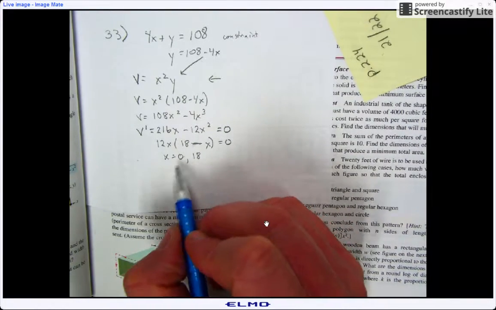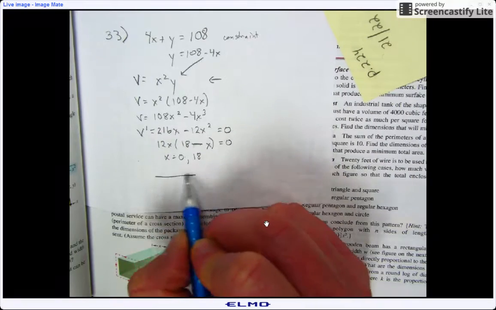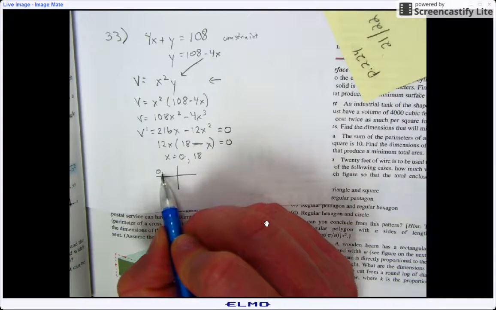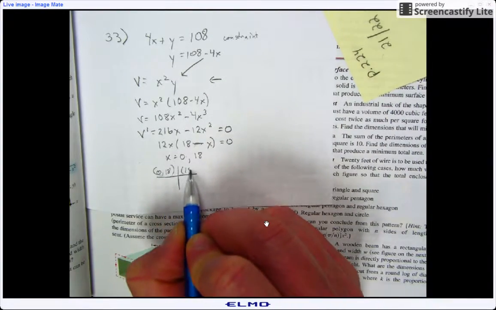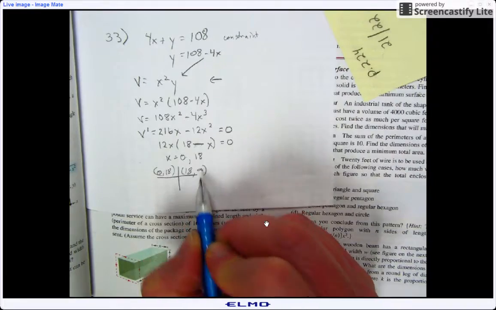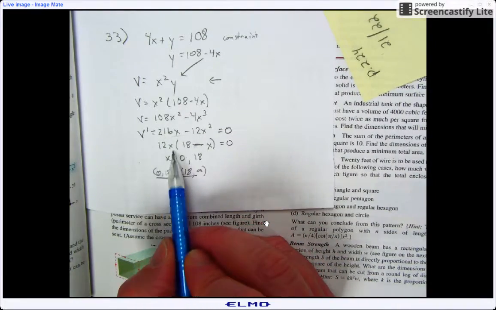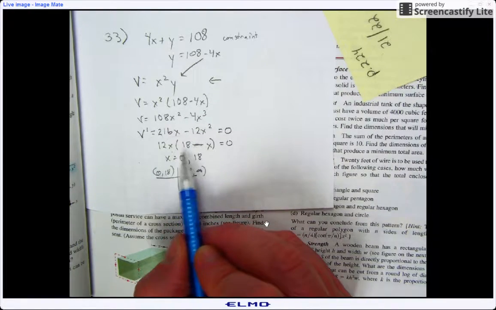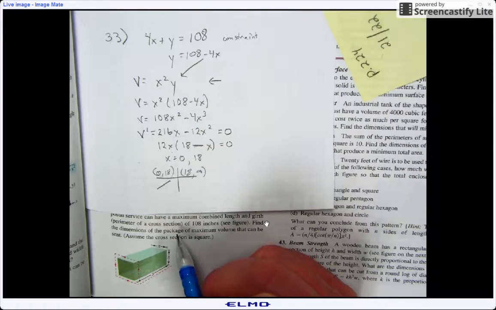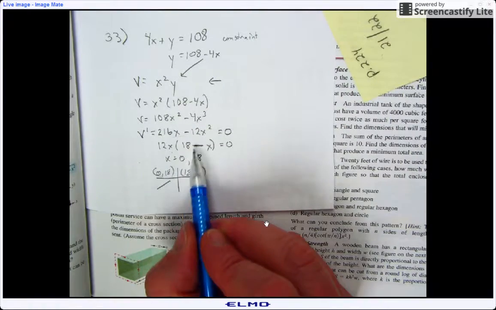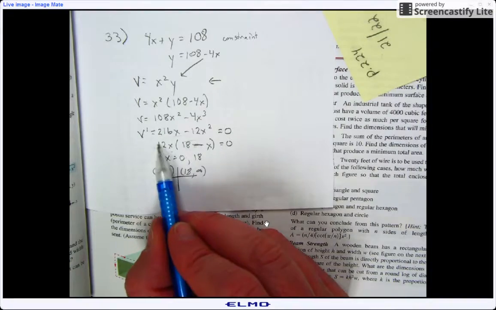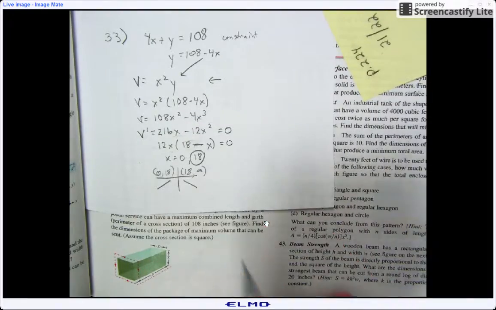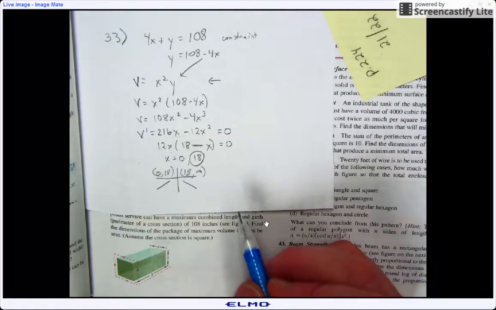If you're not sure if that's a max, you could test it. You could say from something from 0 to 18 and something from 18 to infinity and plug it in the first derivative. If you plug in 5, for instance, you get 60 times 13, that's positive. If you plugged in 20, you know that's going to be negative, because 20 times a positive is negative. So you can verify it's a max, but you pretty much know that it's going to be that when you get there. So 18 was x.